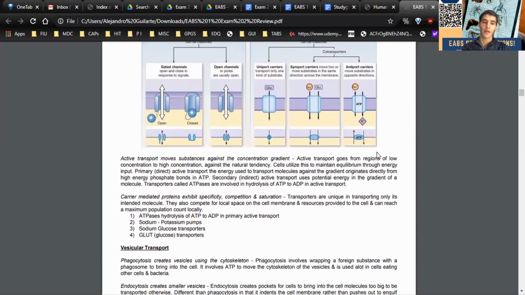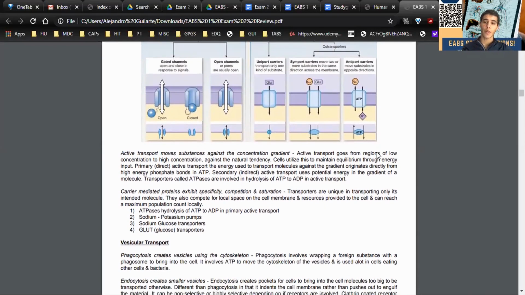We look at active transport, and we understand that since it goes against the concentration gradient, it requires energy. Naturally, you will go from areas of high concentration to low concentration, but active transport does the opposite. It goes from regions of low concentration to high concentration. So this is what we call going against the gradient. And because you're going against the gradient, you need to input energy. So in this case, we input ATP.